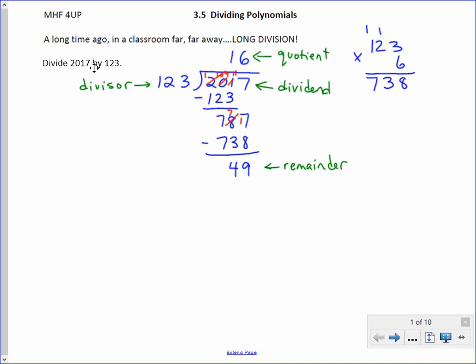Wait, so then what's the answer? 16 or 49? So the answer is 16, but then with remainder 49. So it doesn't go in evenly. Oh, is that when you have to write like the R and then? Yeah, this is the R.